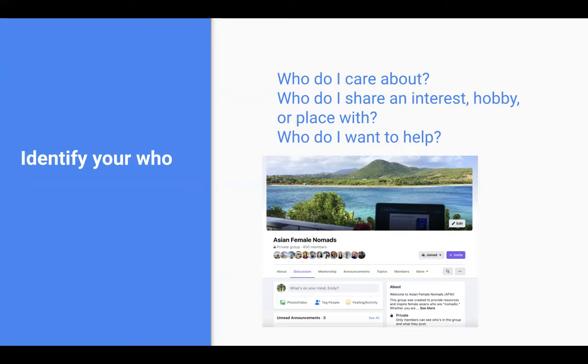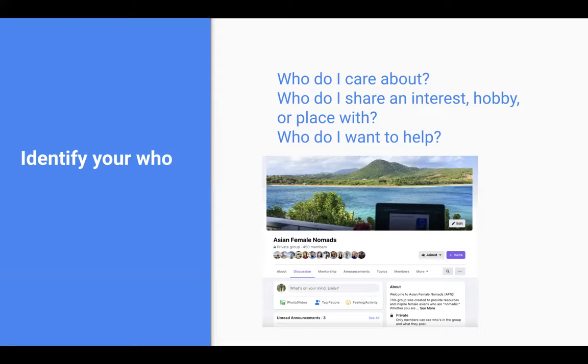Because I think if you've noticed, there are some community groups where it's just advertisements or people pinging about random things that aren't even relevant to the group. So that was important for us to know. So yeah, Ivy and I thought about who do we care about? Who do I share an interest, hobby, or place with? And who do I want to help?